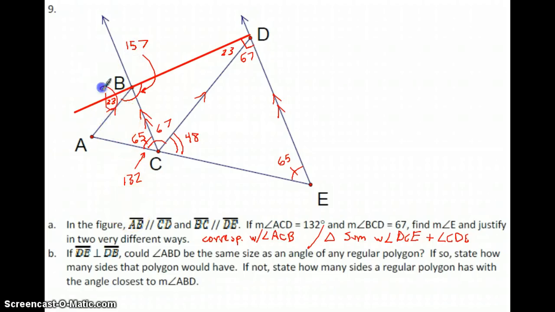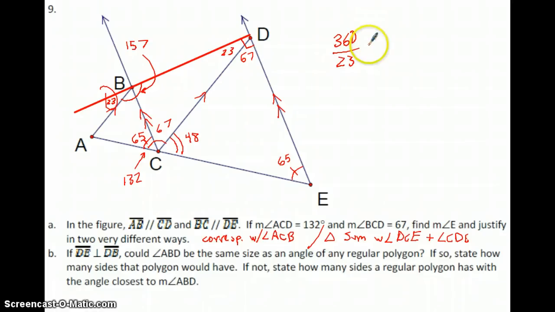Actually, I think this 23 is a little more helpful when we're talking about whether this can be a regular polygon angle. If this is a regular polygon angle, here's the exterior angle of a regular polygon. The regular polygon would have to have this many sides. Well, this isn't an integer. This is some crazy number with a decimal on it.